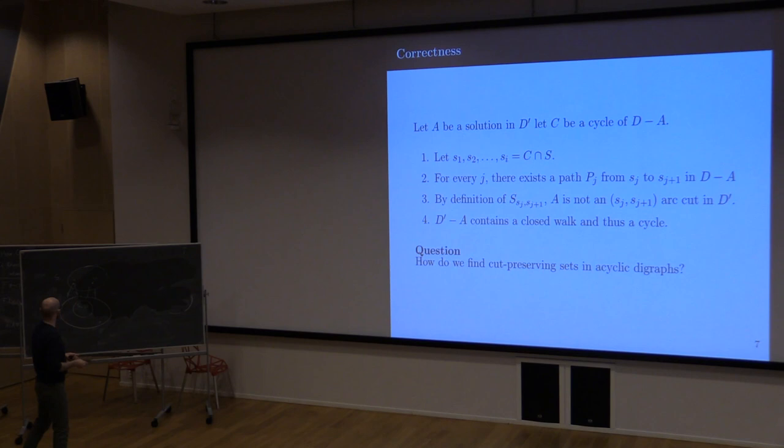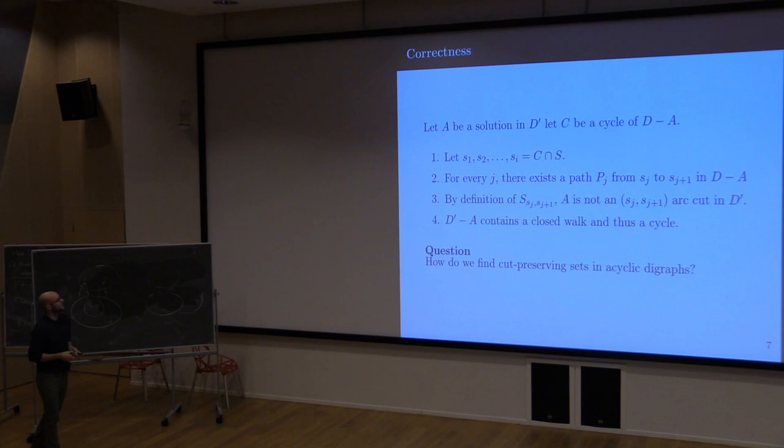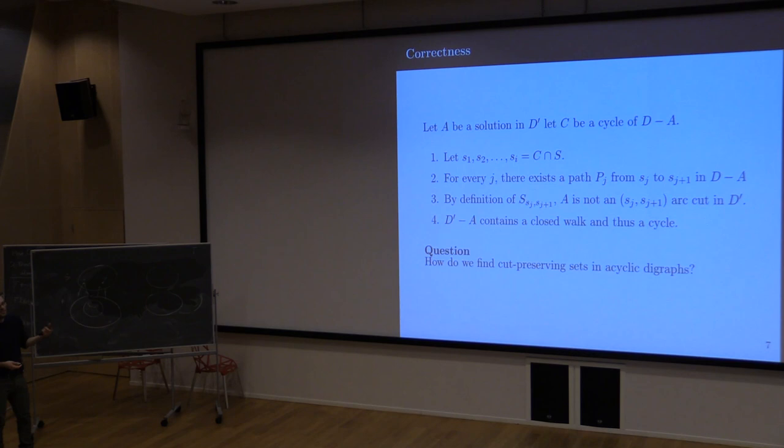First, since it is a subgraph, there is one direction which is trivial, so let us prove the other direction. Suppose you have A, which is a solution in D prime, the reduced digraph, but not a solution in D for the feedback arc set. Then you have a cycle C, and you know that this cycle must intersect S by definition of S. Let me draw something like this: S1, S2, and S3. So the cycle looks like this.